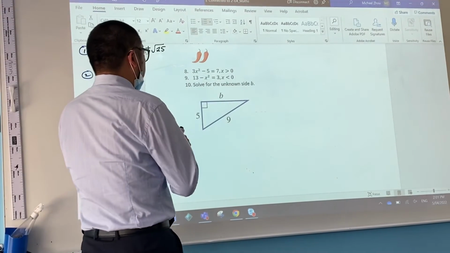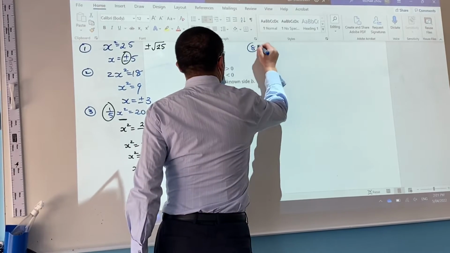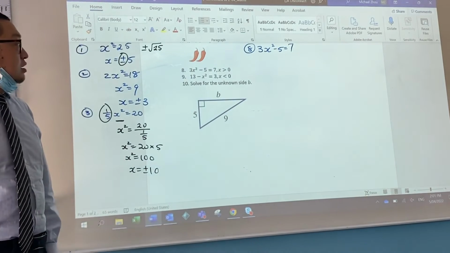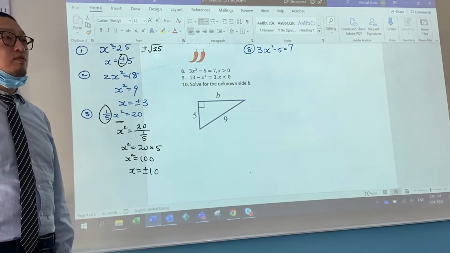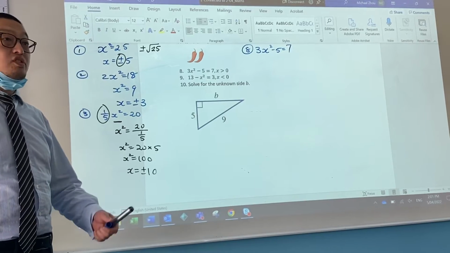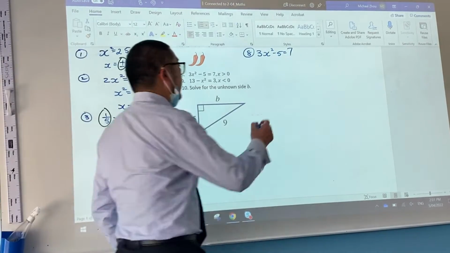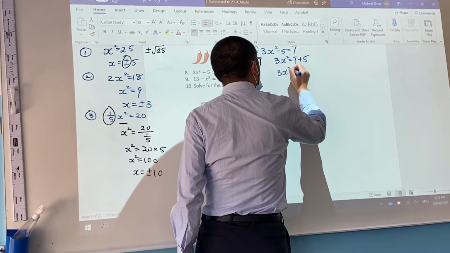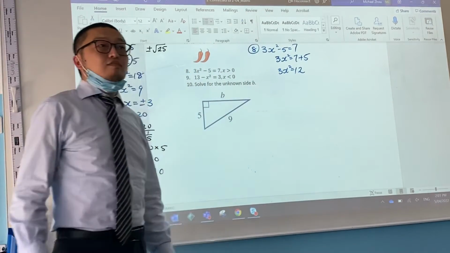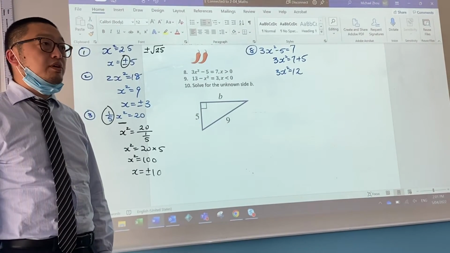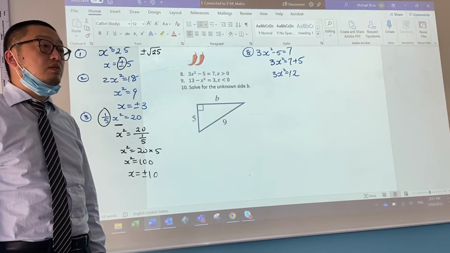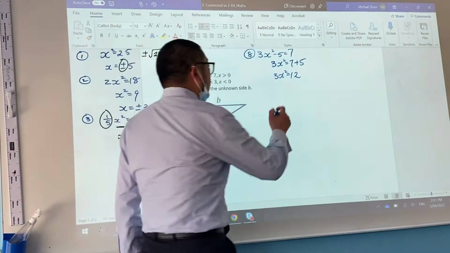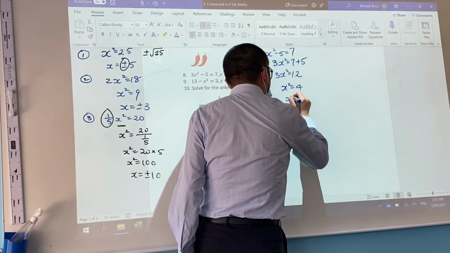All right, number 8. We have this, right? What do you do with the negative 5? Move it to the other side. Move to the other side becomes positive 5. Very good. 13, right? Alright, 3x squared equals 12. Obviously, x squared equals 4. X equals plus minus 2.